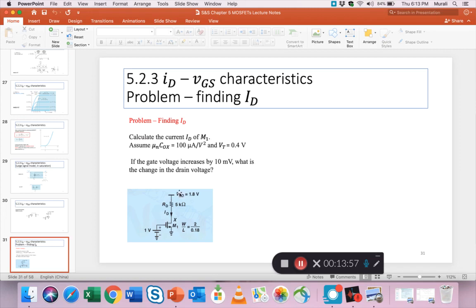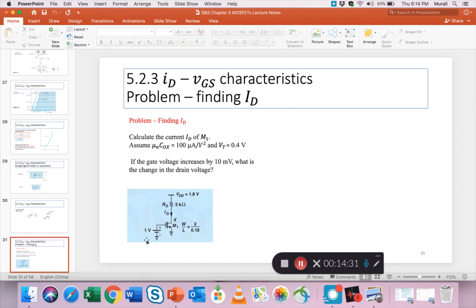We are given a biasing voltage, a battery voltage actually 1.8, connected through a drain resistor to this NMOS circuit. Now NMOS devices are shown with an M. You probably remember transistors, BJTs were shown with a Q. It's just a practice. So M1 is the device. We have a well biased device.